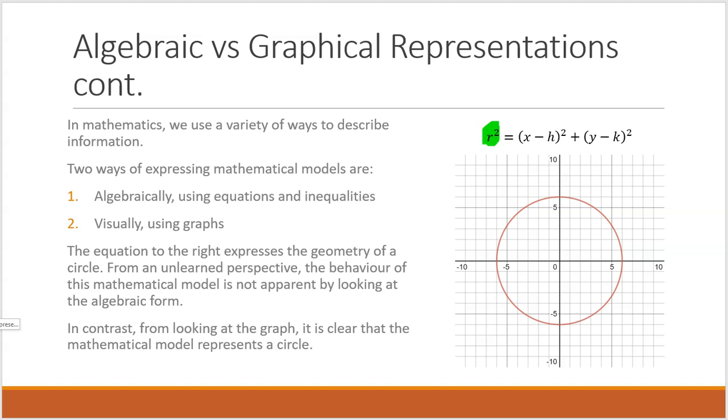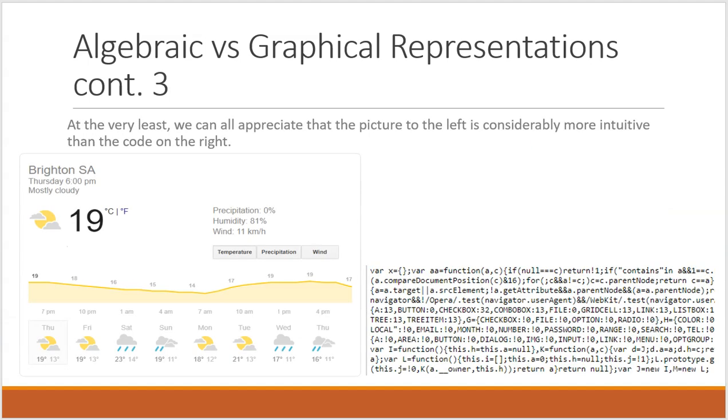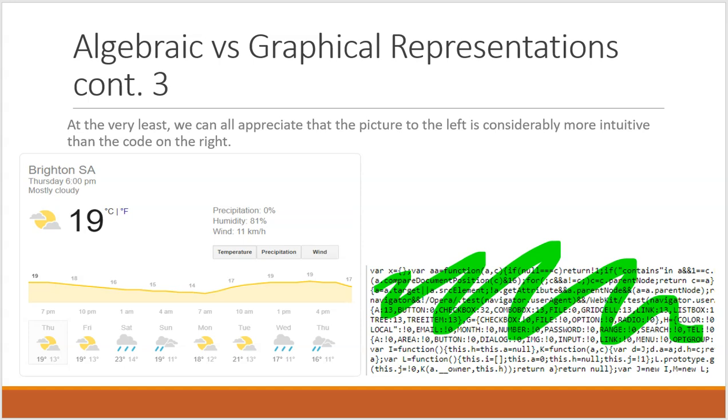Going to a more classical example, we could look at the weather forecast. If I type in the weather for Brighton into Google, it becomes quite apparent that I've got this lovely graph, and simply by observing the graph, I know exactly what I can expect the weather to be like. In contrast, if I looked at the code here on the right hand side, I'm not going to know what's going on. I'd have to think about it and read it quite closely, whereas looking at the graph, I know exactly what's going on straight away.